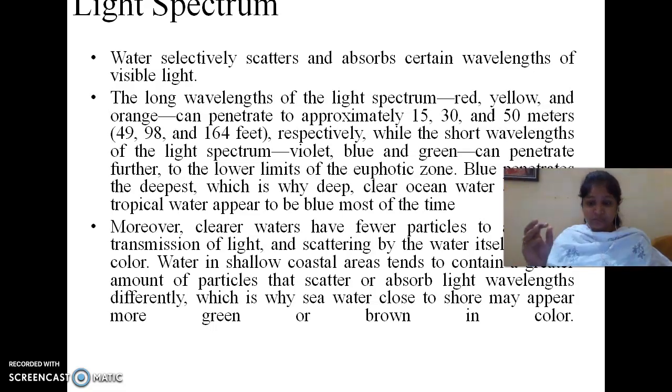If you go up in outer space, then what happens? The Earth looks like a blue ball. So how does that happen? Because the blue light penetrates most in the ocean, and 70% of the Earth is ocean. So Earth looks like that, and it is called the blue planet.